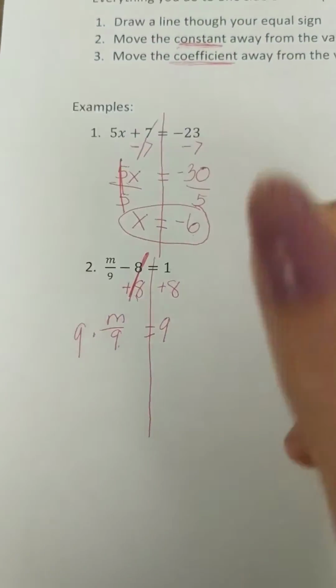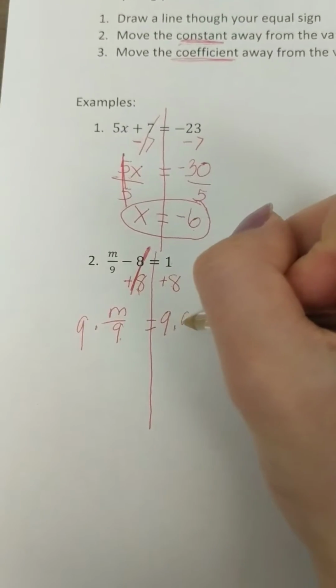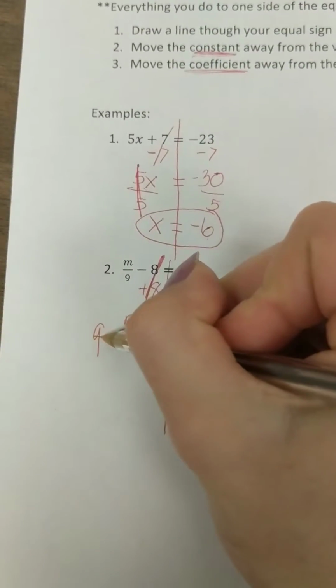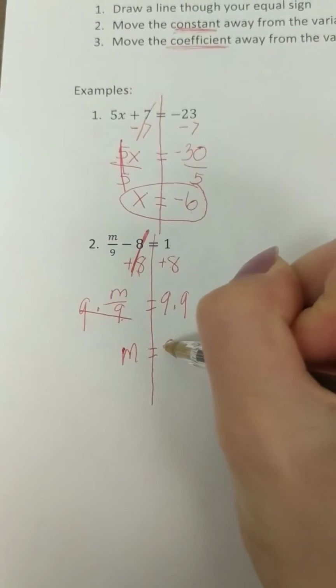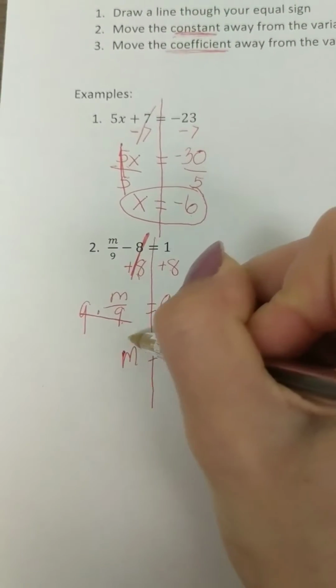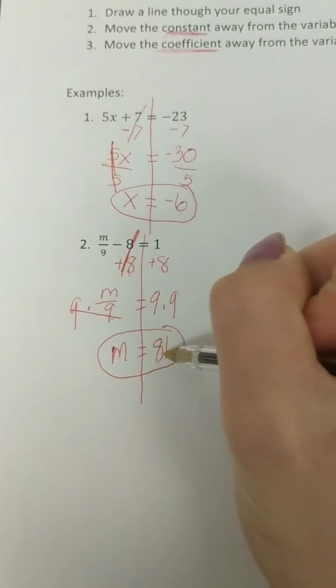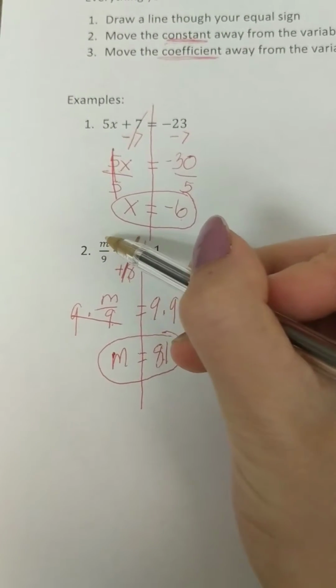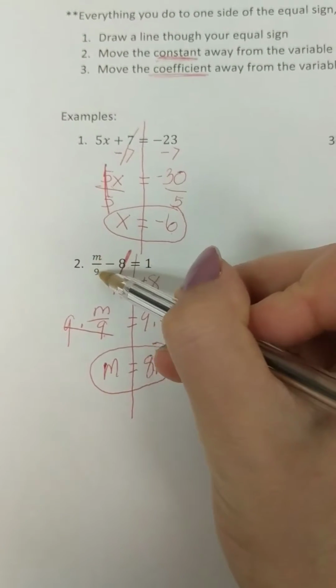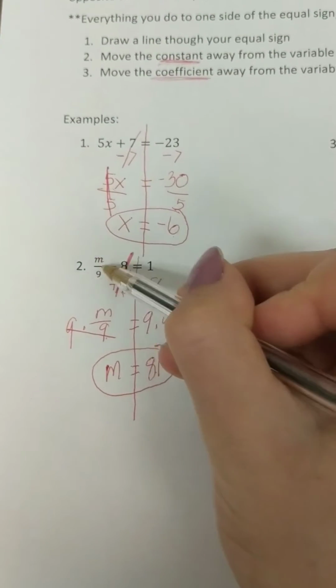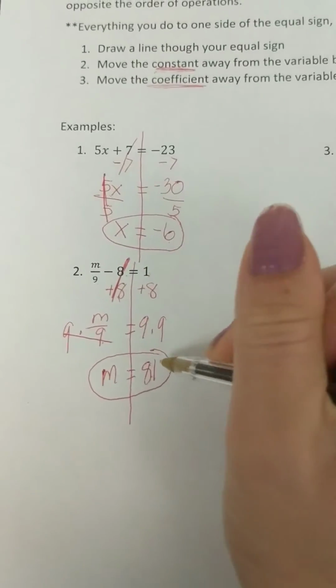But remember, if you do it to one side, you have to do it to the other. So this times 9 and divided by 9 cancel each other out, leaves me with m equals 9 times 9 is 81. Remember, you can check yourself real quick, plug m back in. So 81 divided by 9 minus 8. 81 divided by 9 is 9, and then 9 minus 8 is 1. So 81 is correct.